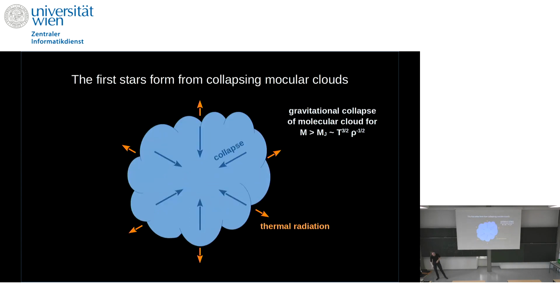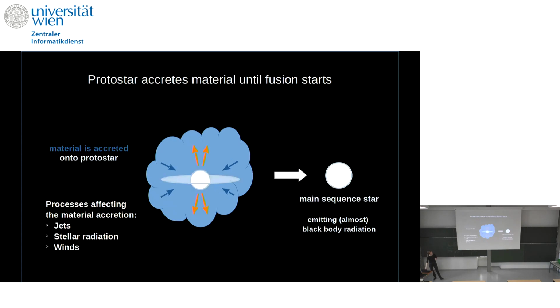So if you go then into one molecular cloud, this is basically where the collapse starts, and this gravitational collapse is only possible because you cool again radiatively by releasing thermal radiation. And so this continues, and at some stage you basically form a protostar.